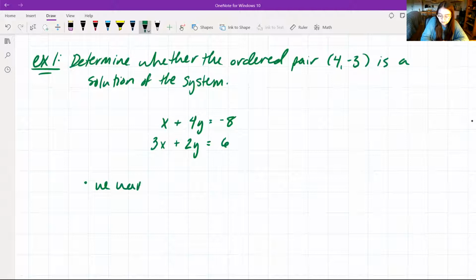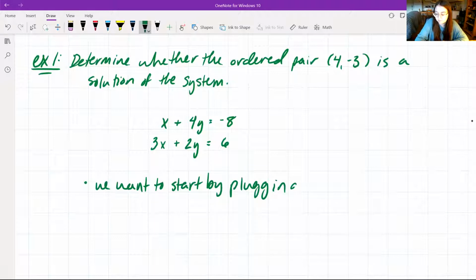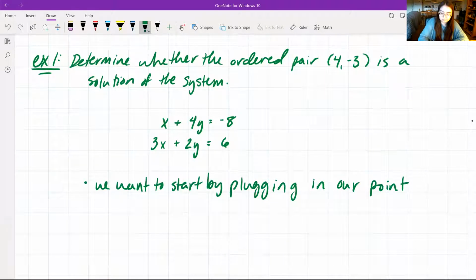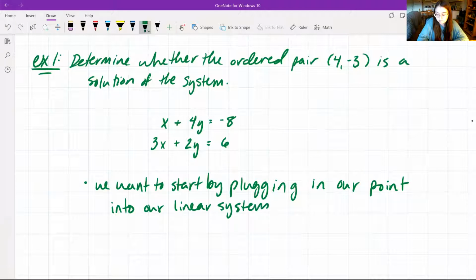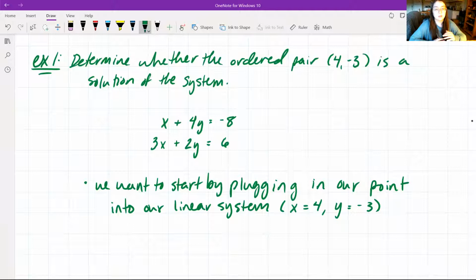we want to start by plugging in our points into our linear system. Our point is 4, negative 3, which means that x is equal to 4 and y is equal to negative 3. So we're going to plug this value of x and y into our system, and we just want to make sure that they are both solutions.